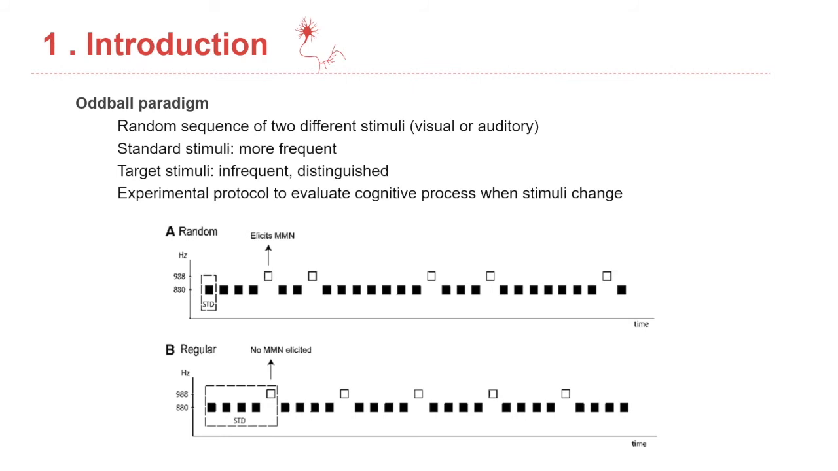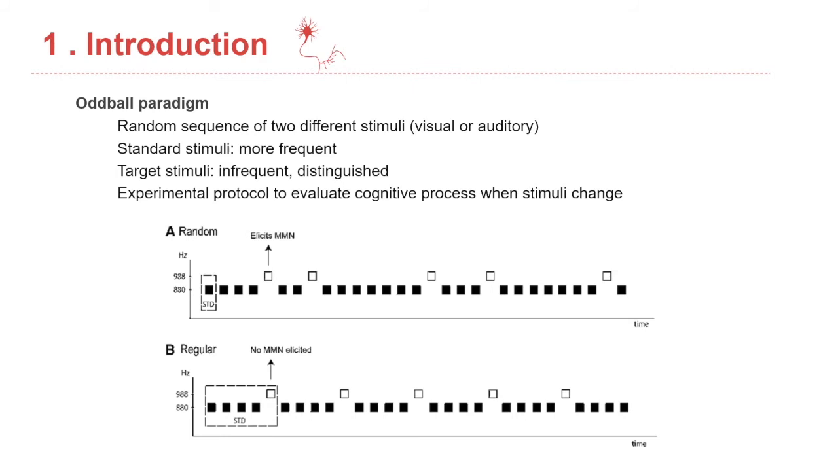The auditory oddball paradigm is one of the ways to evaluate the brain's information processing, especially cognitive function for stimulus changes. The oddball paradigm is an experimental method to observe the reaction when two types of different stimuli are applied irregularly. The standard stimulus refers to a stimulus that is frequently repeated, and the target stimulus refers to a distinct stimulus that is rare among the standards.